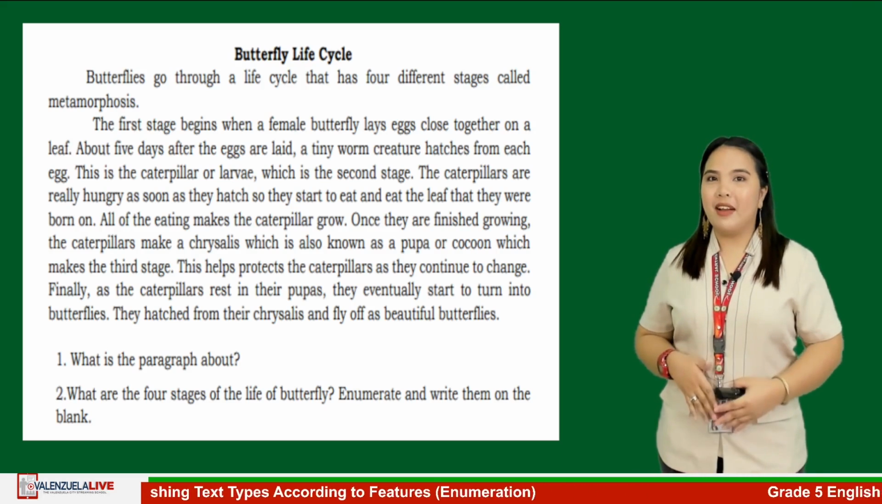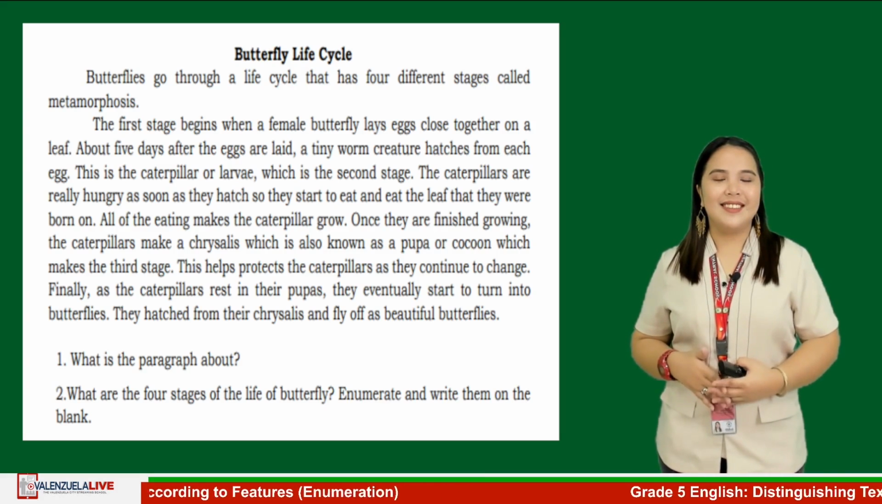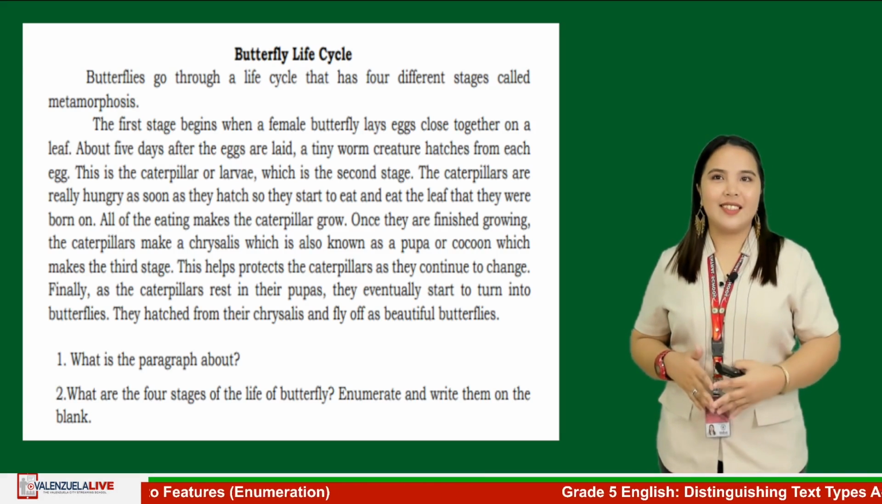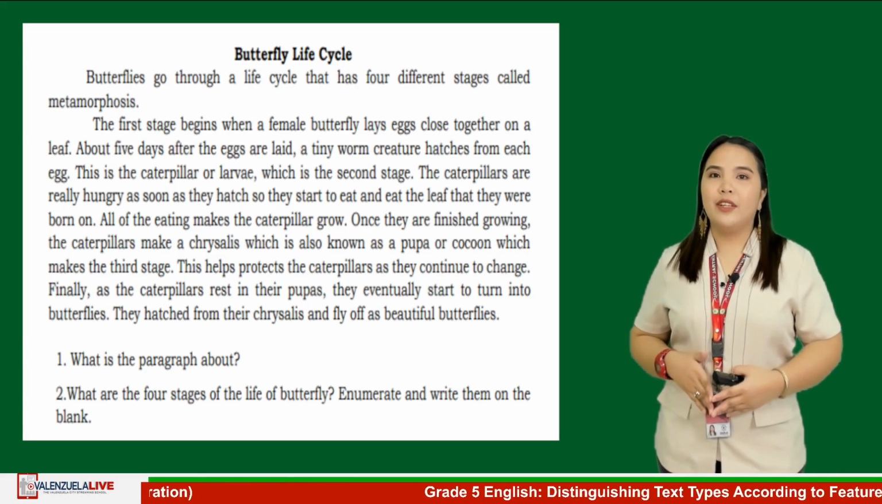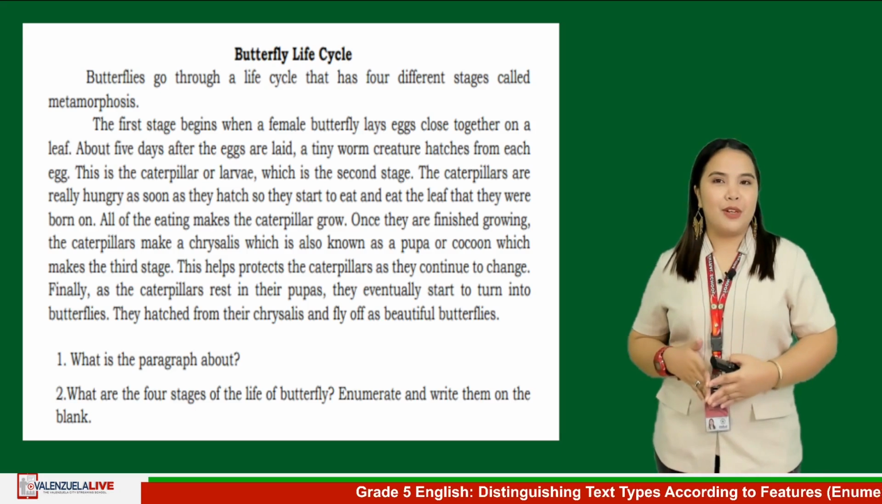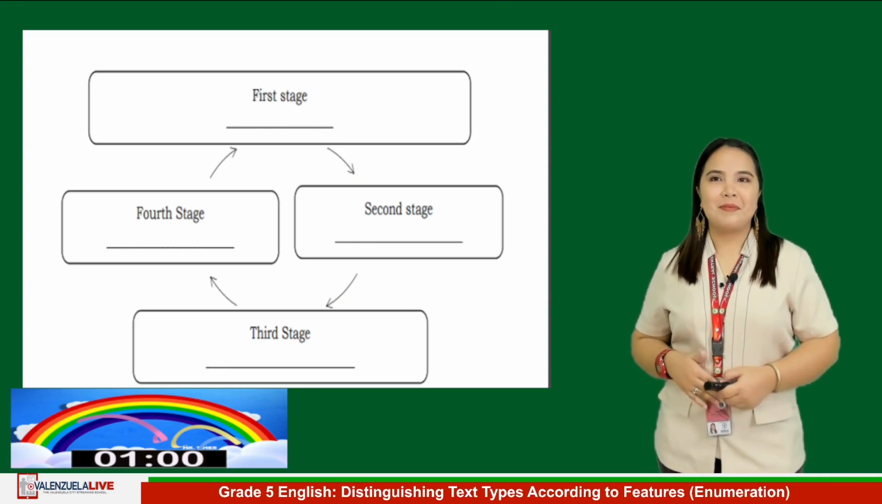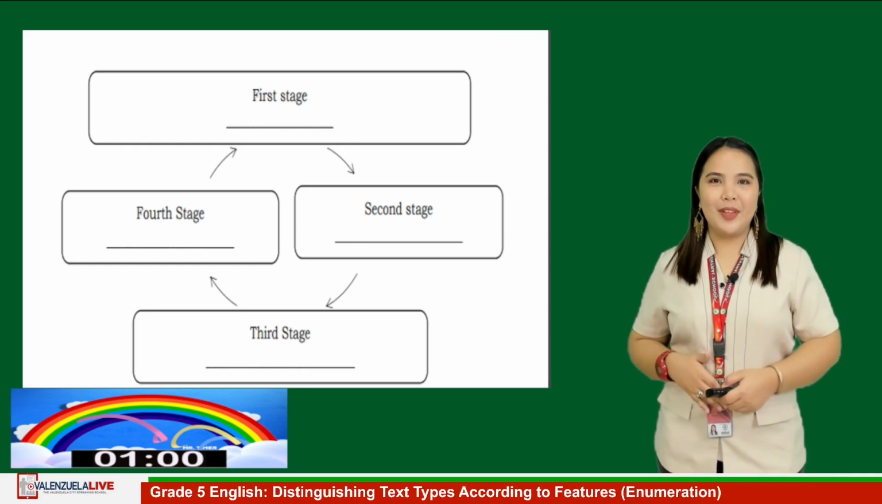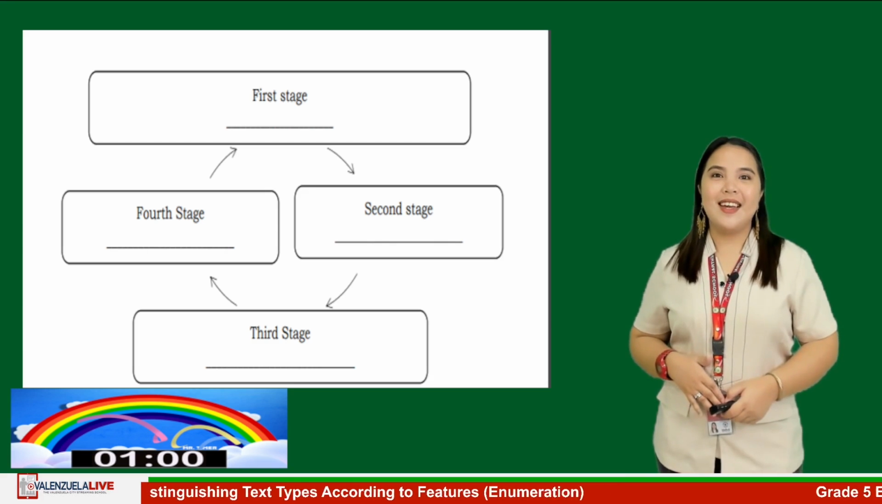Now, what is the paragraph about? Type it in the comment section. Correct. It is all about the life cycle of a butterfly. Now, what are the 4 stages of the life of butterfly? Let us enumerate the following. I am going to give you 1 minute for this activity. And timer starts now.